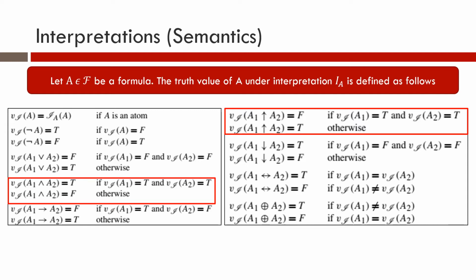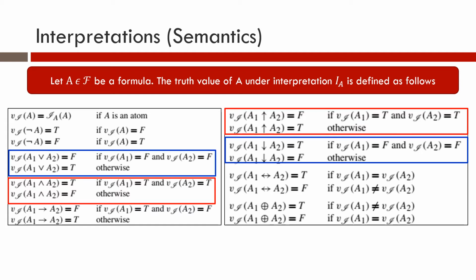Next operator is NOR operator. That again is the negation of the disjunction or OR operator. So that also will have a reverse effect. The truth value of A1 NOR A2 will be true only in one case. That is, if A1 is getting a false value and A2 is also getting a false value, then A1 NOR A2 will be true. In all other cases, it will be false.